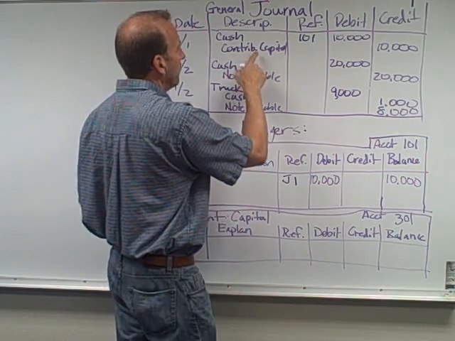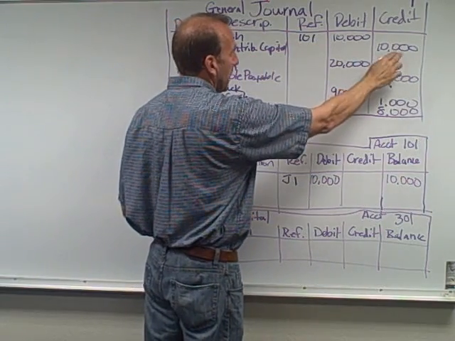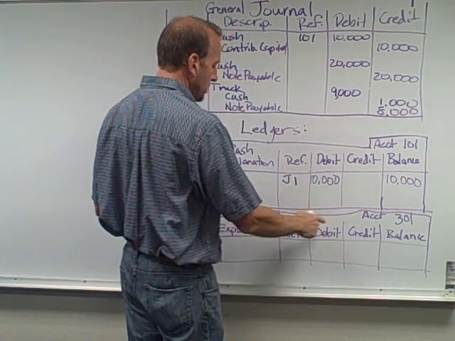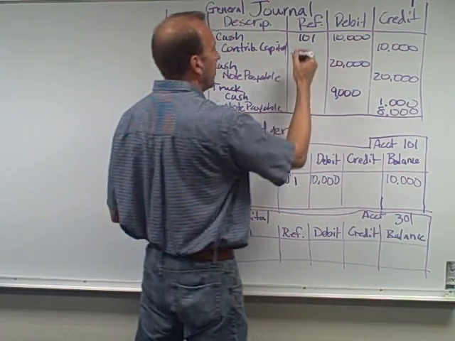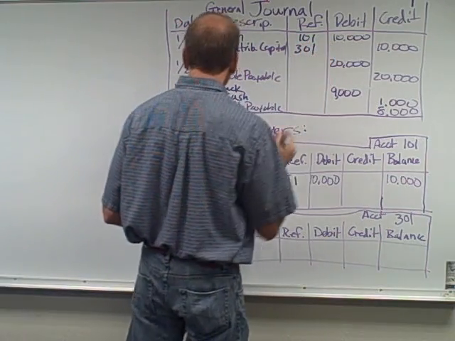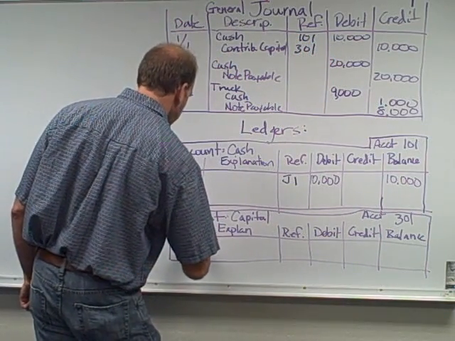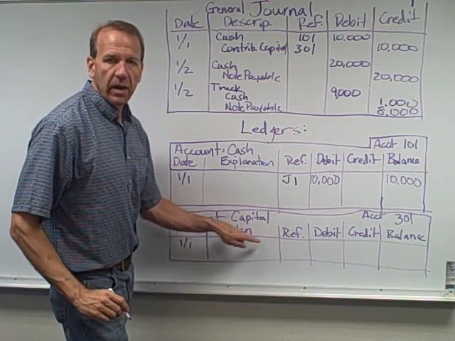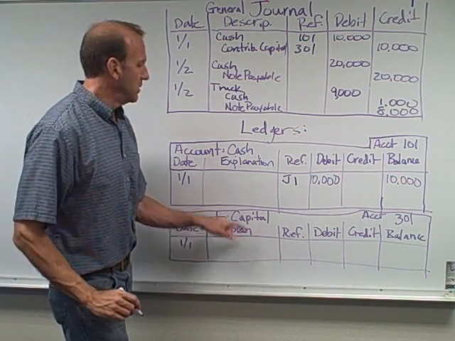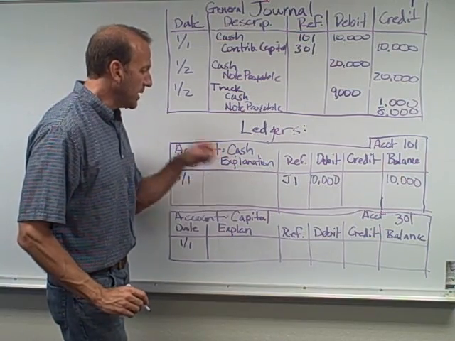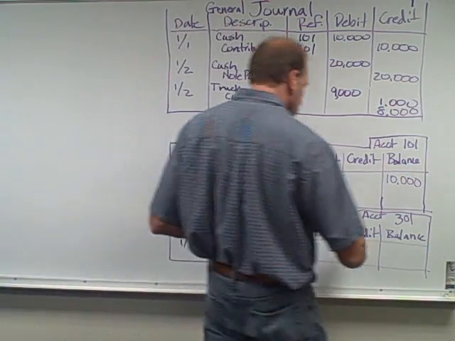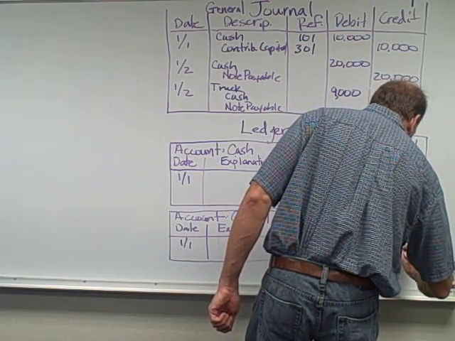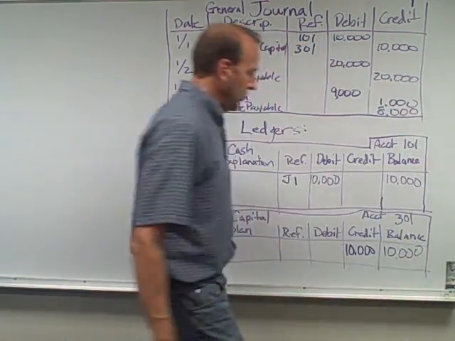The capital. In this transaction, we had 10,000 of contributed capital, so that increased. So this is going to our capital account here, which is account 301. So we're going to put down on January 1st, hope you can see this, January 1st, explanation, you could write in there, owner contributed money, just like we could have done that here, owner contributed cash. It's a 10,000 credit, so we're going to put 10,000 there, and the balance is 10,000.